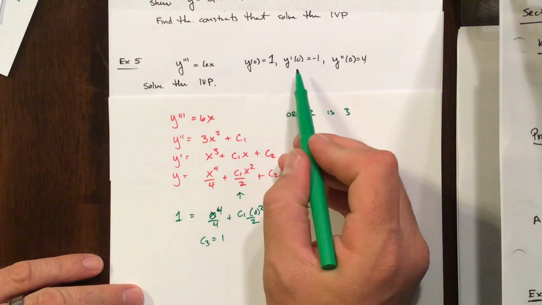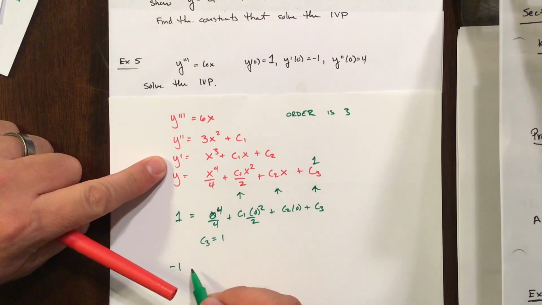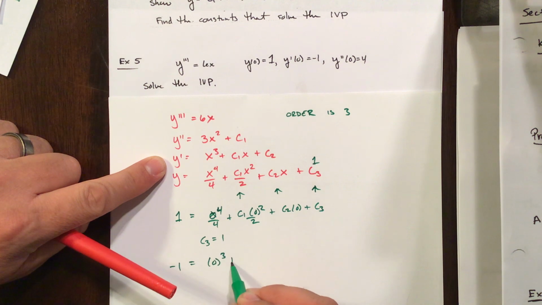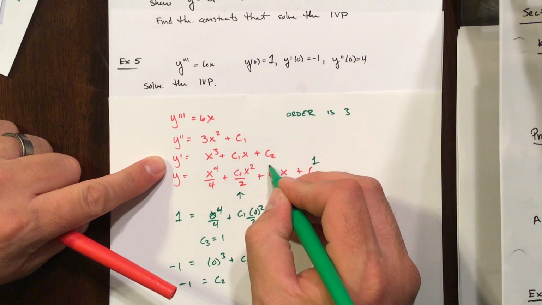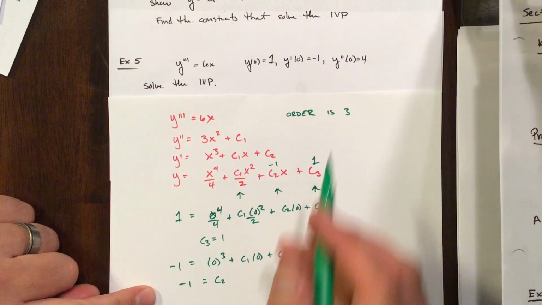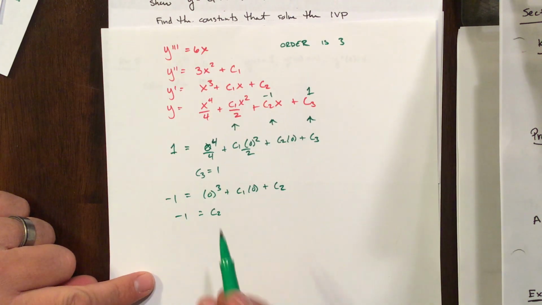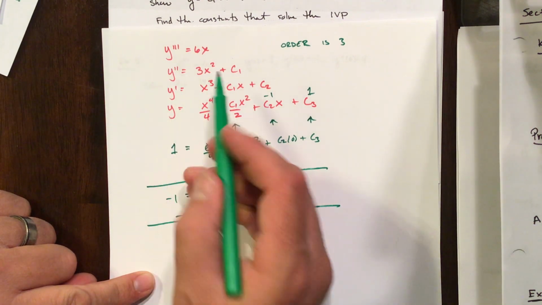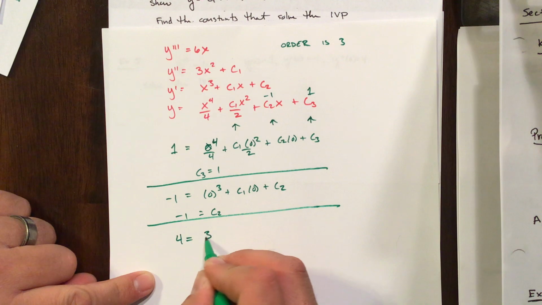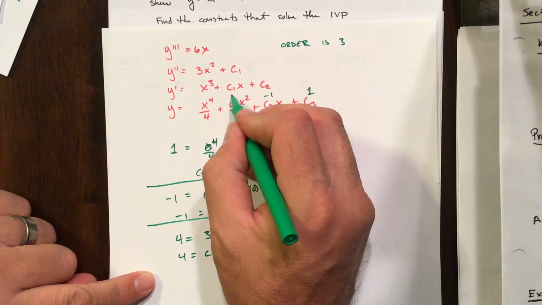Next, y prime of 0 is negative 1. So if I look at the y prime equation, negative 1 is equal to 0 cubed plus C1 times 0 plus C2. So that means C2 is equal to negative 1. I'll put a negative 1 right there. And lastly, we know that y double prime of 0 is 4. So let's separate these out. y double prime of 0 is 4. So 4 is equal to 3 times 0 squared plus C1. So C1 is 4. Put a 4 right there.